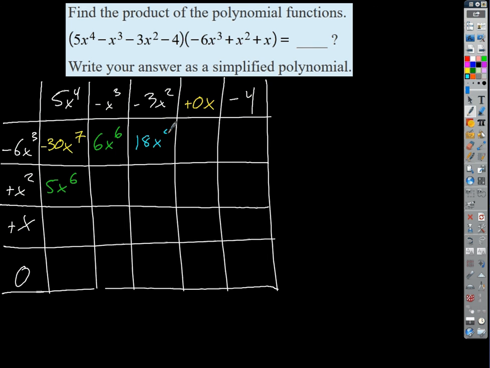18x to the... What goes there? x to the 5th, or negative x to the 5th. What goes there? 5x to the 5th. What would be the 6th? Because there's a 1, I get x to the fourth times x to the 1, which is x to the fifth. Okay? How about y? What's going to go there? 0. Yep.